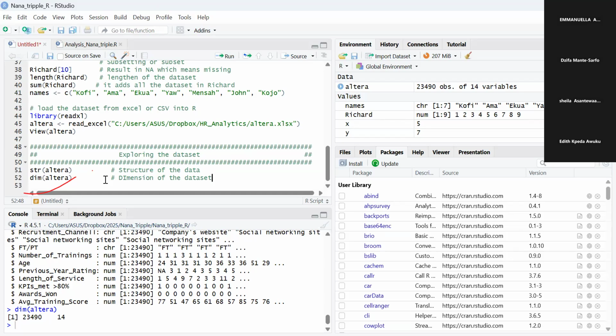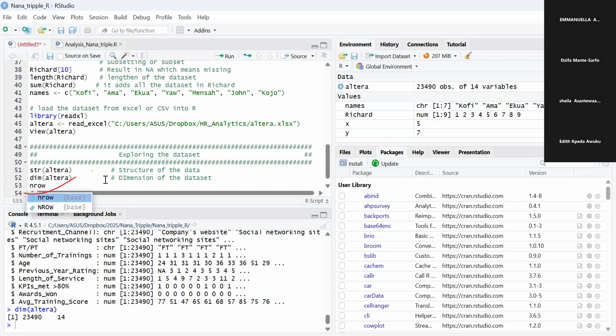There are 23,490 maybe workers. And out of it, there are 14 dimensions for which we are assessing, we have the data available. The 14 dimensions are from employee ID right down to the average training. Any question? Please, Prof. Now, you see, once you start doing that, the data starts making sense.